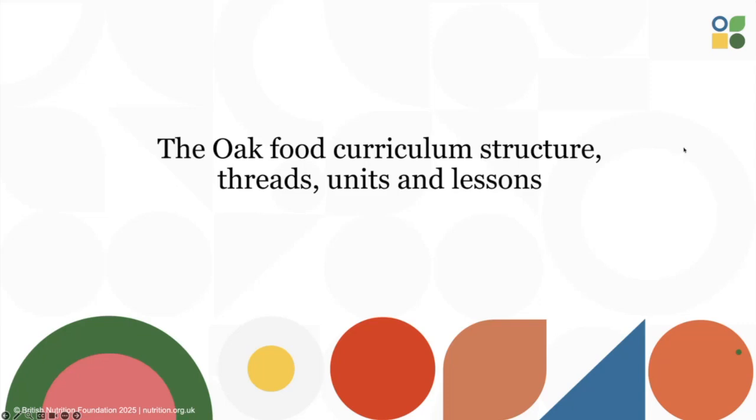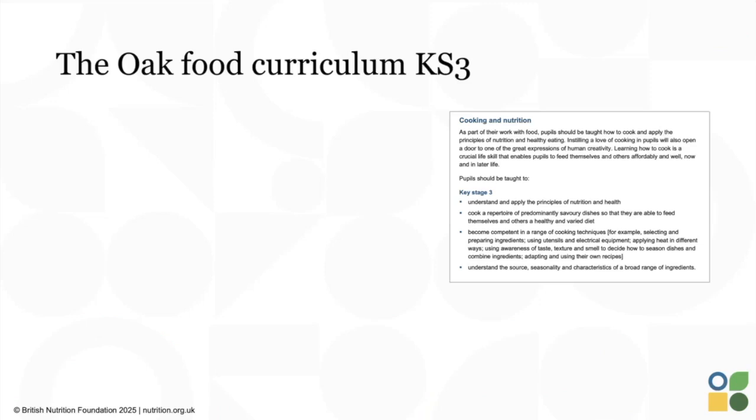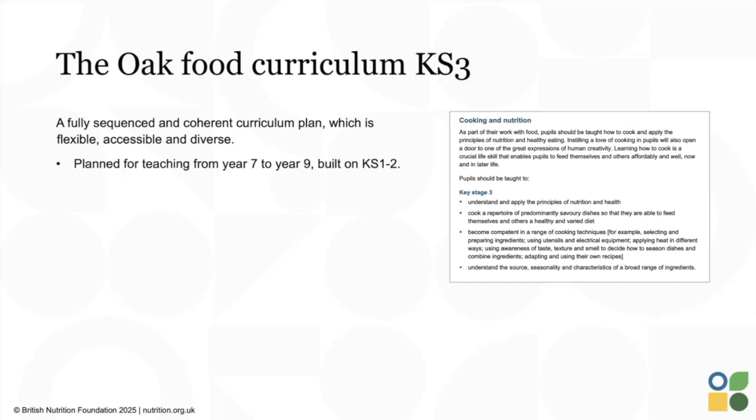And in primary you'll have 72 lessons, and in secondary there's 36. So actually there's 108 lessons that you can get access to for free. So what we've actually achieved is to manage to build a fully sequenced and coherent curriculum plan. And we believe it's flexible, it's accessible, so that's really important for you, and also diverse too. And it gives you planned teaching from year 7 through to year 9, and it builds upon all the learning that happens in the primary phase too.